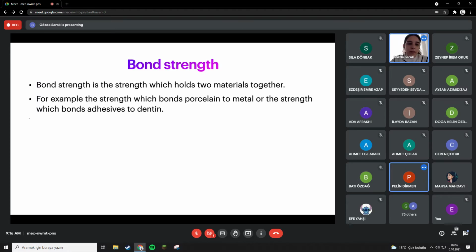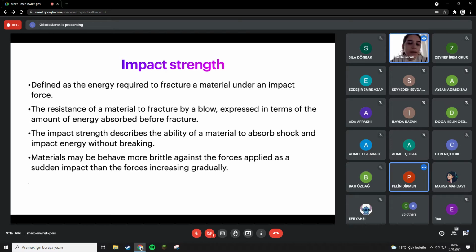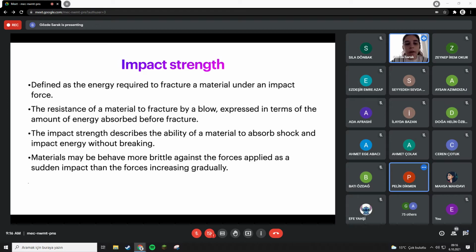Bond strength is the strength that holds two materials together. For instance, the bonding strength between porcelain and metal. The impact strength describes the ability of a material to absorb shock and impact energy without breaking. Materials may behave more brittle against forces applied as a sudden impact than a force increasing gradually.